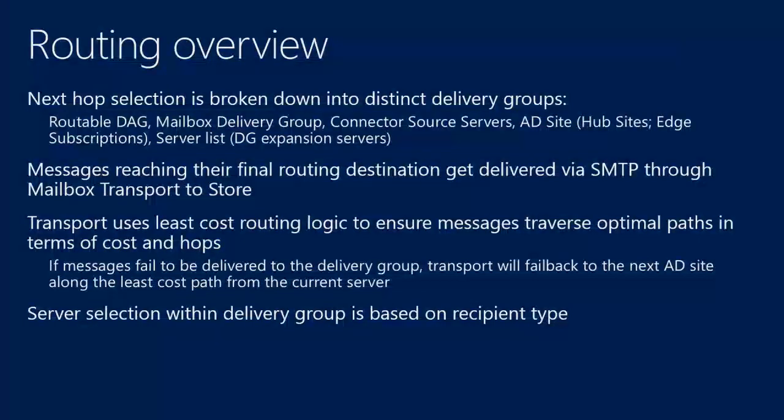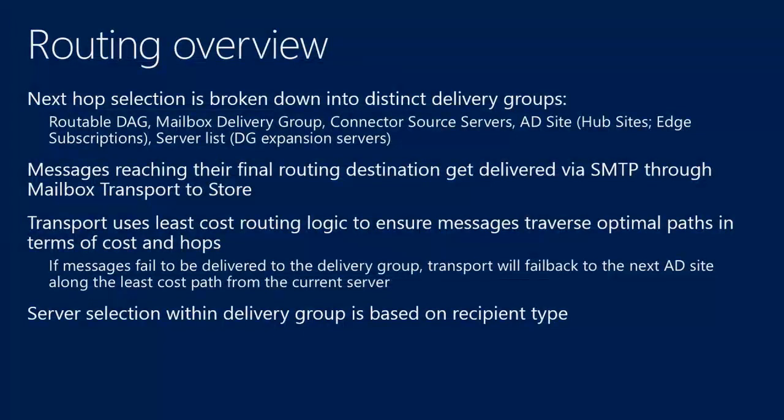Failback is relatively the same as well in terms of this. We still want to fail back along the least cost route. Now, there are some nuances here. If you have a DAG, and that DAG is stretched across multiple Active Directory sites, then we're going to target the mailbox servers in one of those Active Directory sites, generally the Active Directory site that is closest on the least cost route as opposed to the other one.